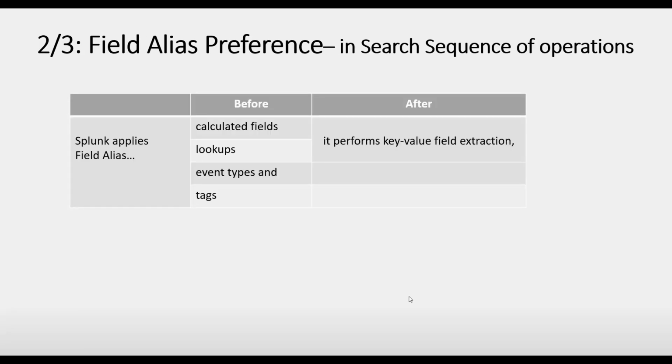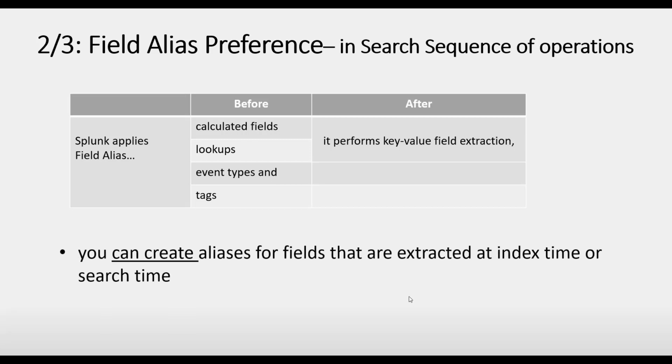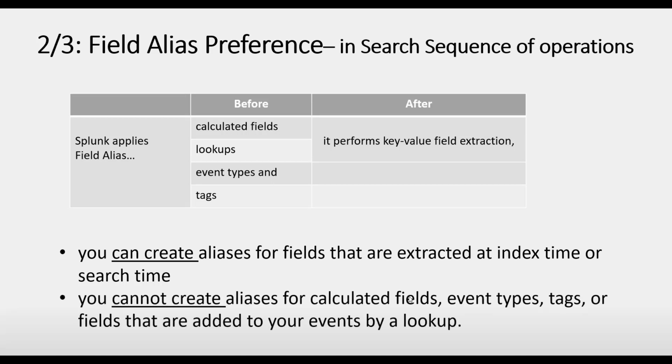The second point is about the preferences in search operation. So Splunk applies the field aliases after it performs the key-value field extraction, and before the calculated fields, lookups, event types and tags. This means you can create aliases for fields that are extracted at index time or search time, but you cannot create aliases for the calculated fields, event types, tags, or the fields which you have added using your lookups.